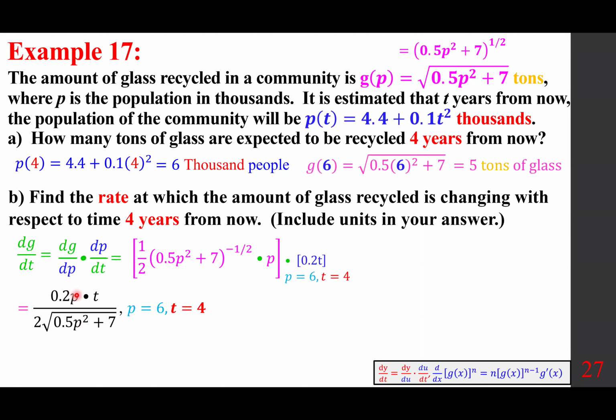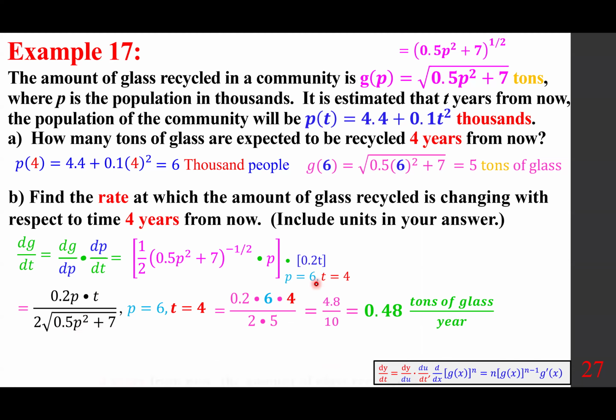Let's replace the p with 6 here, t with 4, and this one, you remember right here, we get 5. If I replace the p with 6, I get 5. Because 6 squared is 36, half of that is 18, plus 7 is 25. Take a root. So this comes out as 5. So we know this is 5, and we plug in the rest of it. The product of those three is 4.8 divided by 10 gives you 0.48 tons of glass per year.